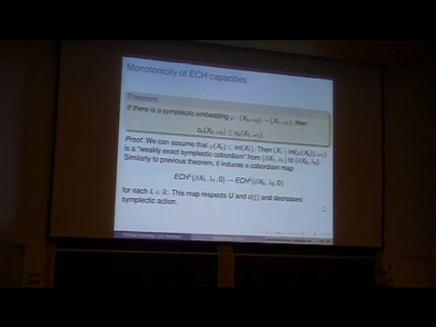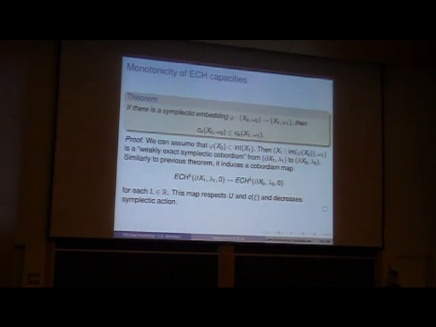So how do you prove that? The complement of the embedded domain is a kind of symplectic cobordism between the two contact manifolds, the boundaries of X1 and X0. It's not quite an exact symplectic cobordism. It's something a little weaker. But it's enough to still induce a cobordism map on the ECH if you take gamma equals 0. And this cobordism map respects the U map and the canonical class.